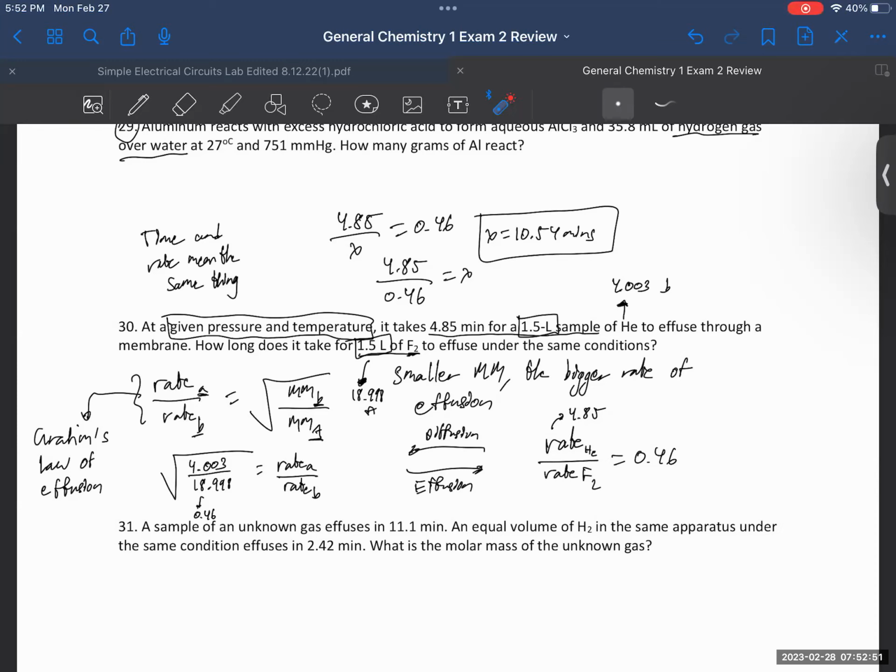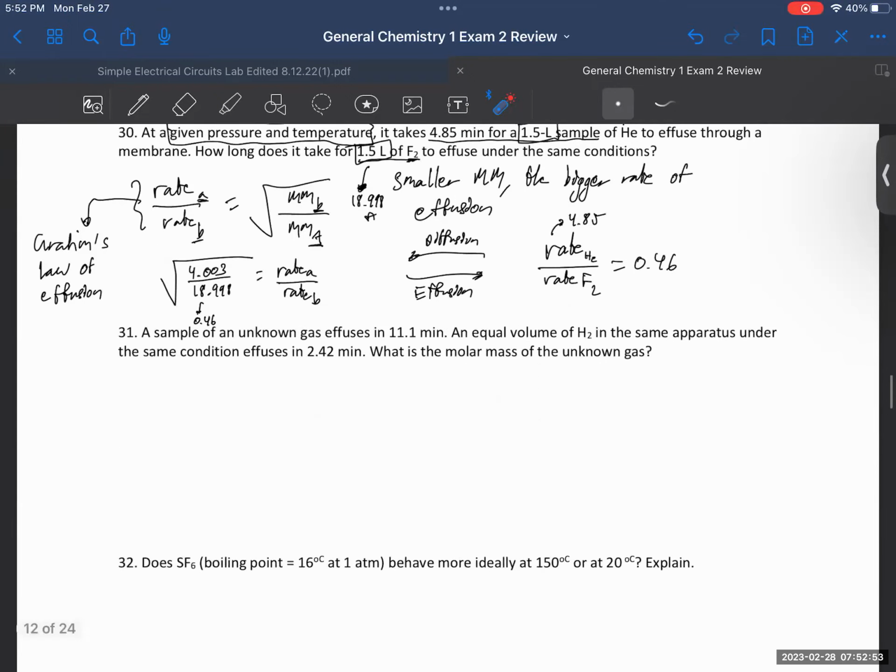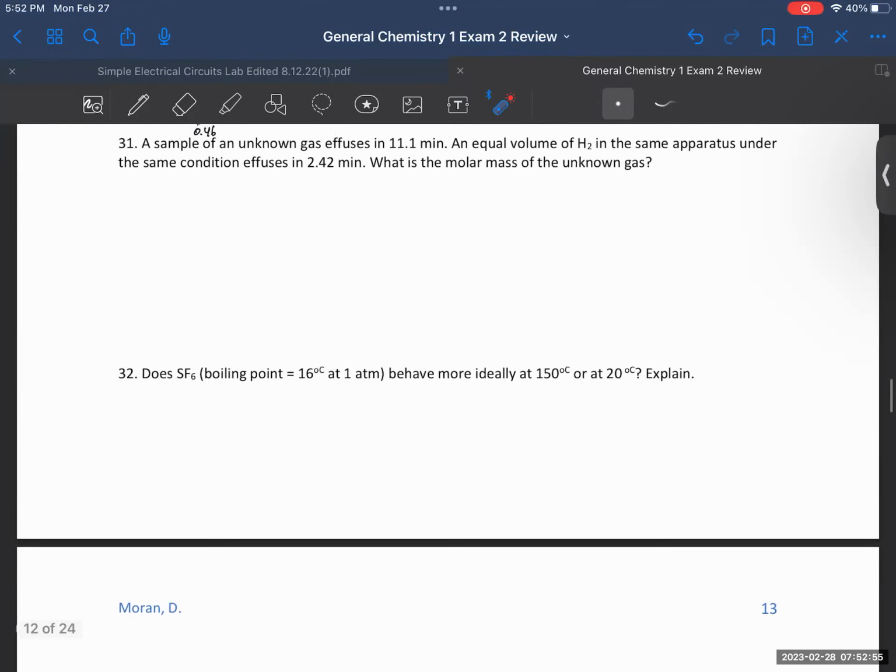All right. Since you all requested it, one more problem. A sample of an unknown gas effuses in 11.1 minutes. An equal volume of hydrogen in the same apparatus under the same conditions effuses in 2.42 minutes. What is the molar mass of the unknown gas?